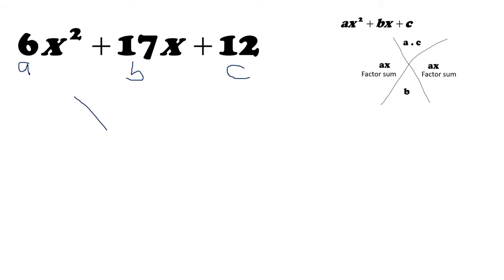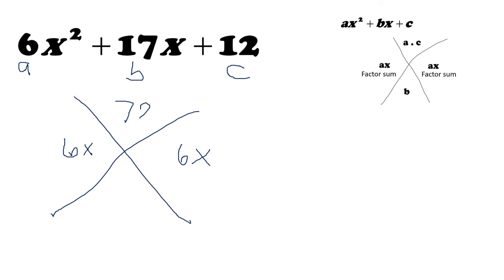Using the box method or the diamond method, in the left side is the factor, so we write 6x on both sides, the left side and the right side. Now we are done with that. In the upper portion, we multiply the numerical coefficient of the quadratic term with the constant term. Since the value of a is 6 and c is 12, 6 times 12 gives us 72 as their product.